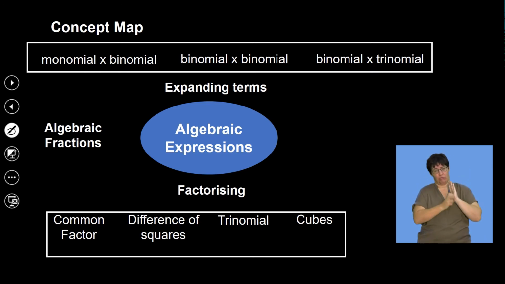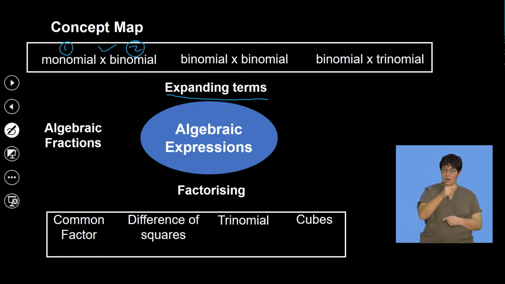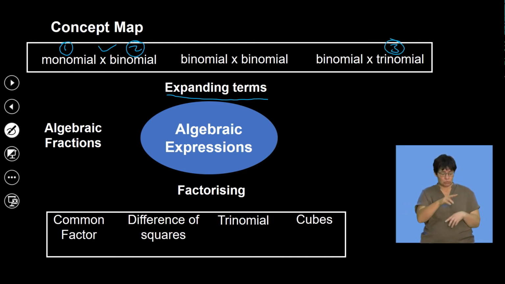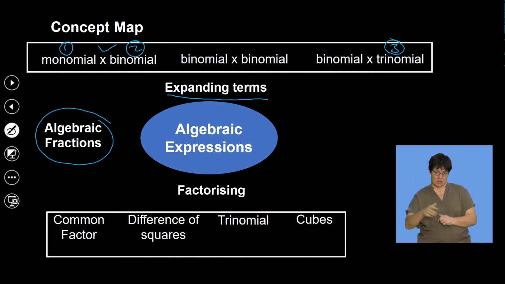So what we then have here is we're going to talk about expanding terms. With the expanding terms, it will be a monomial with a binomial. Remember, a monomial is 1 term, a binomial is 2 terms, and then a binomial and a binomial, and then lastly a binomial and a trinomial. And a trinomial, you know, is 3 terms. We're also going to look at some algebraic fractions. That has to do with finding the LCM or the LCD and trying to then simplify those.